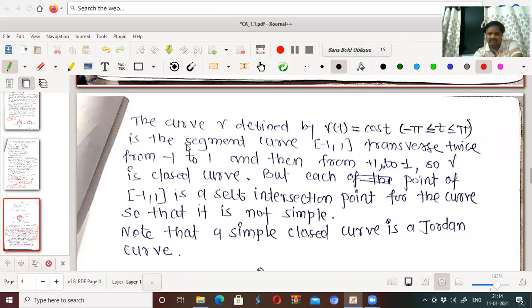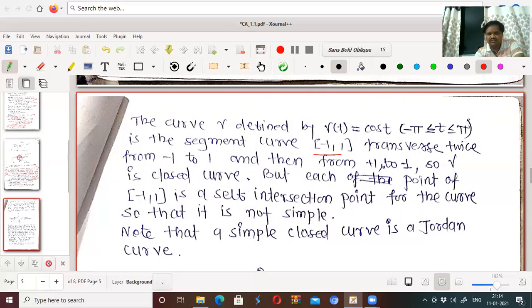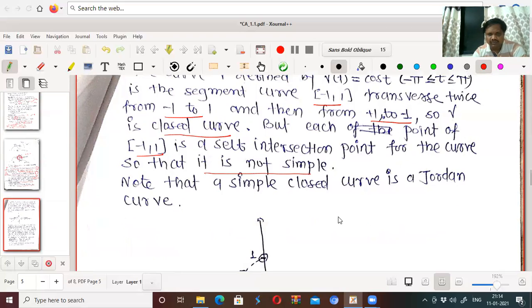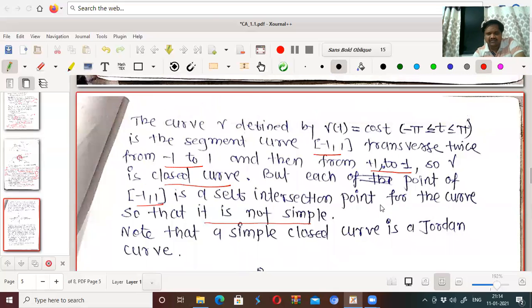A curve gamma defined by gamma at t is equal to cos t, where t lies between minus pi to plus pi, is the segment of the line minus 1 to plus 1, which traverses twice from minus 1 to plus 1, and then from plus 1 to minus 1. So gamma is a closed curve. But each point of minus 1 to plus 1 is a self-intersection point for the curve, so that it is not simple. Not simple but closed. Note that a simple closed curve is a Jordan curve.